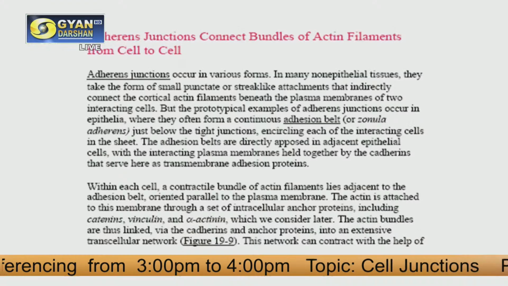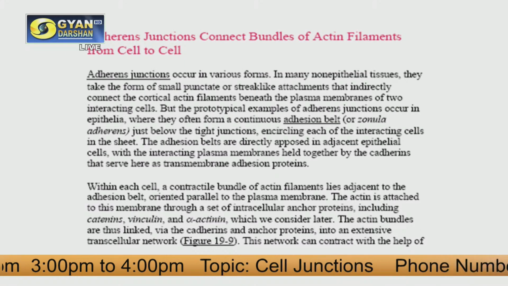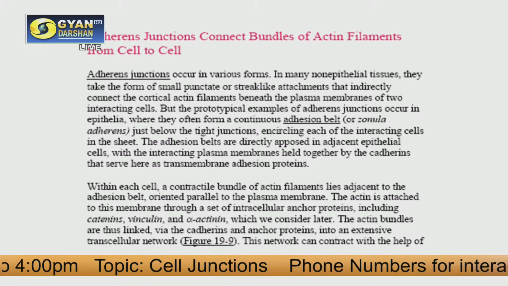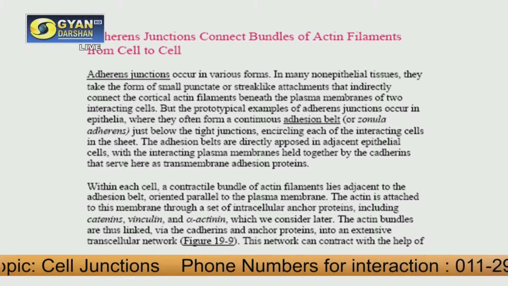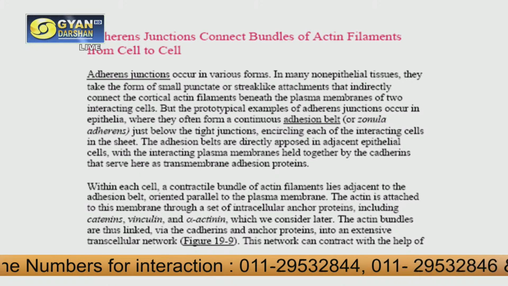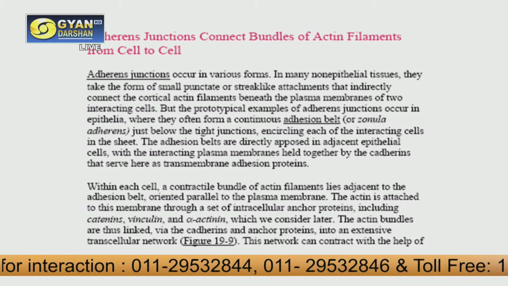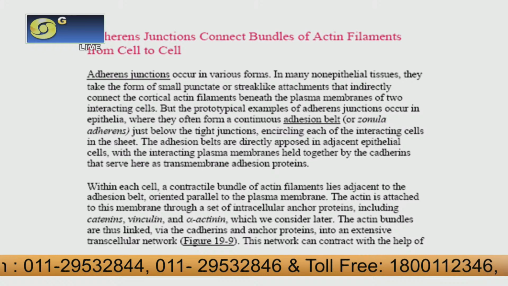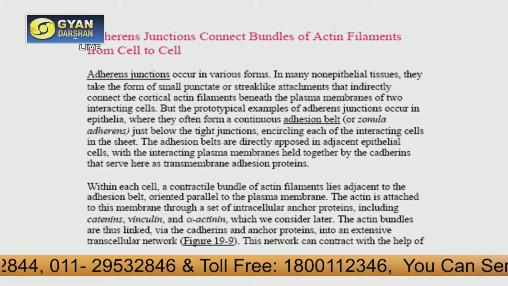Now, as we have introduced you to the term adherens junction, we also call the adherens junction an adhesion belt. That is, in this kind of junction there is a continuous adhesion belt which is present below the tight junction, encircling each of the interacting cells in the epithelial sheet.